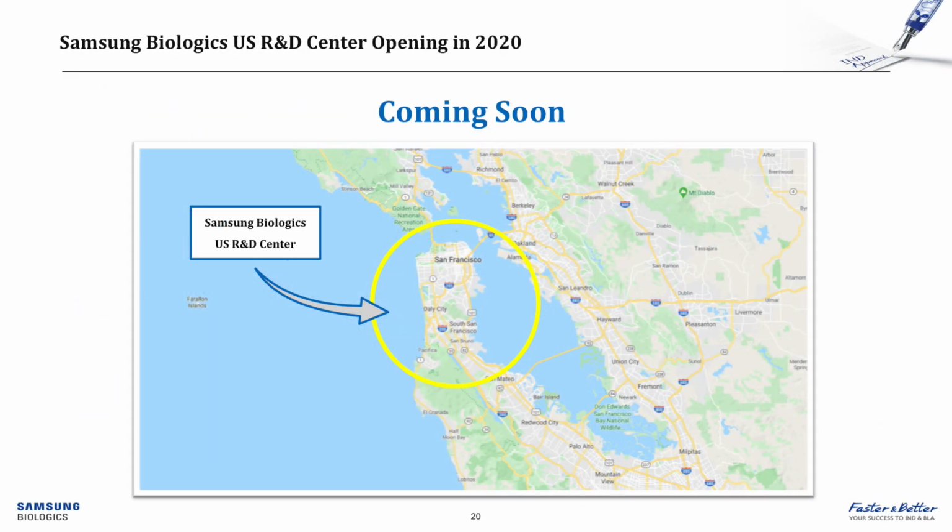One quick note to point out is that once the current pandemic situation is complete, Samsung Biologics will be opening our first U.S. R&D center somewhere in the greater San Francisco area. I would anticipate this would happen sometime in the third quarter of this year.